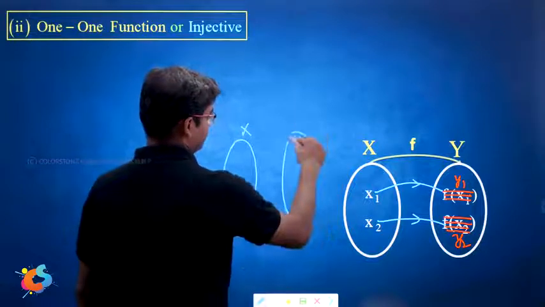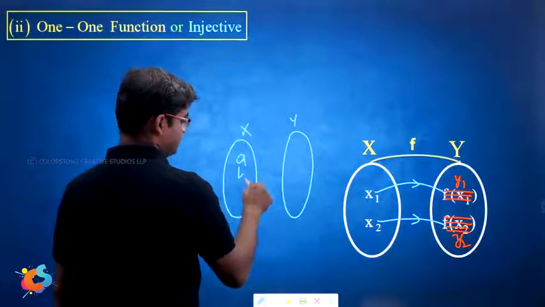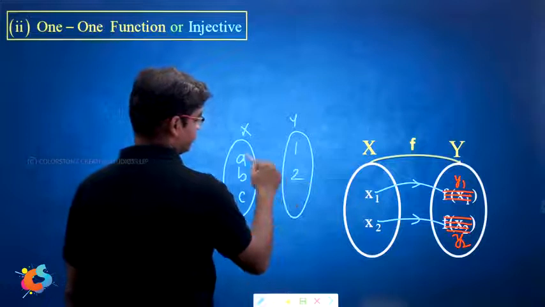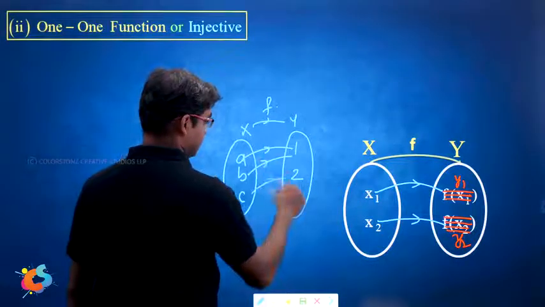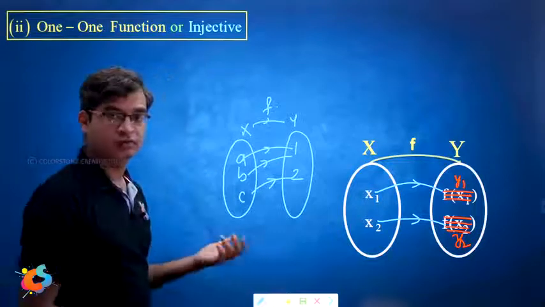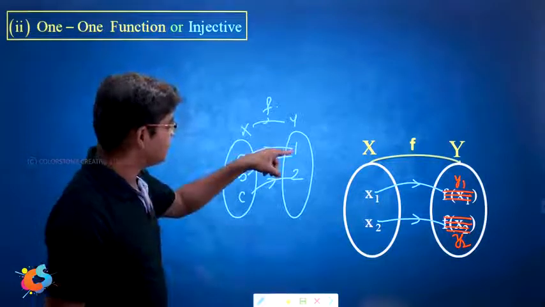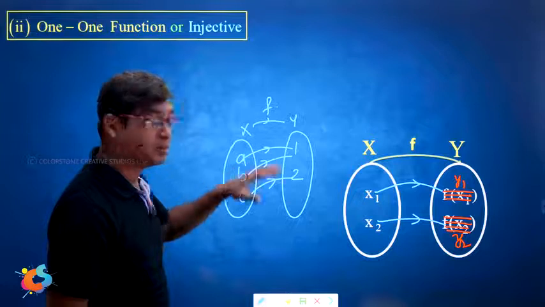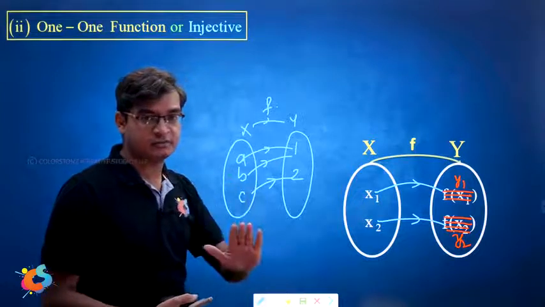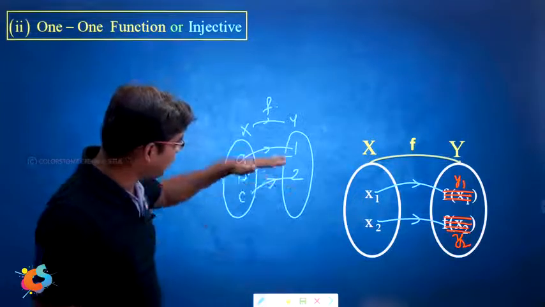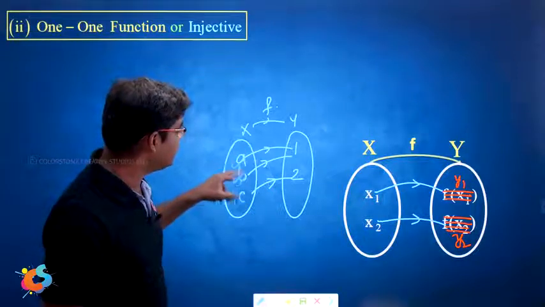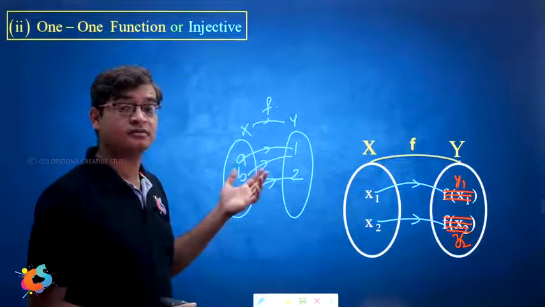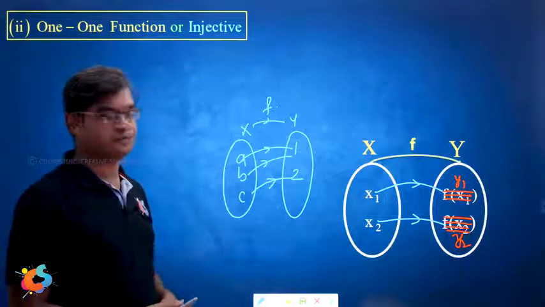Okay. Let me give you another example. X, Y. Here we have A, B, C, 1 and 2. The mapping is like this under F. Is this function 1-1? No. Why? Because A's image is 1 and B's image should be something else other than 1. Means not only B, anything else other than A cannot take 1. Right? So here B's image is also 1. So therefore, it is not 1-1 function.